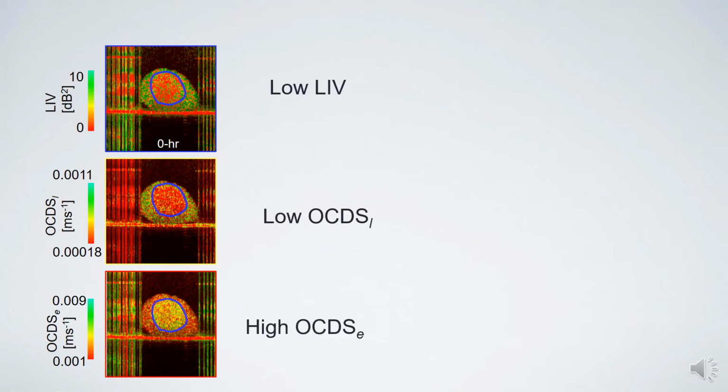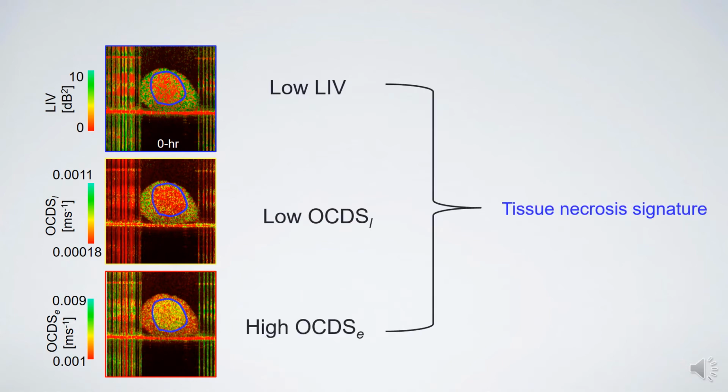So let me summarize our three contrasts at the spheroid core. The combination of low LIV, low OCDS-L, and high OCDSE can be called a tissue necrosis signature.